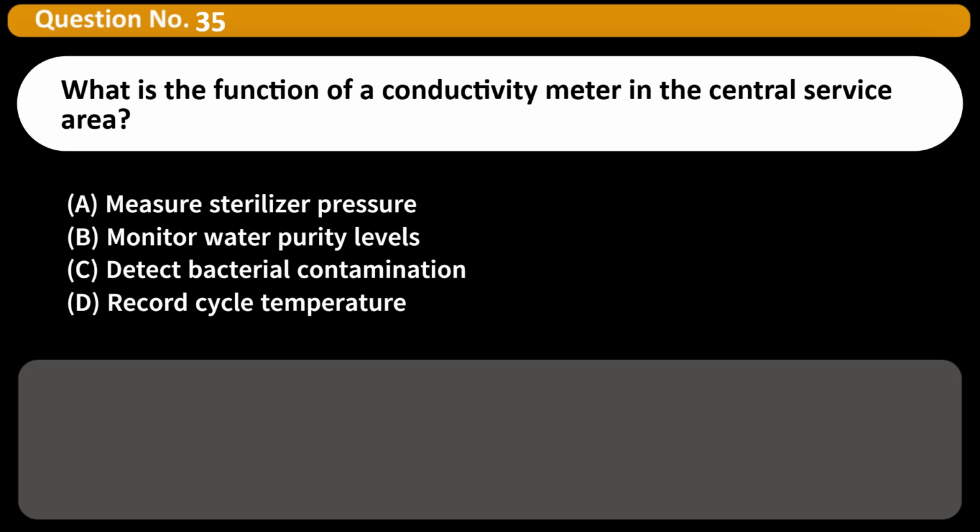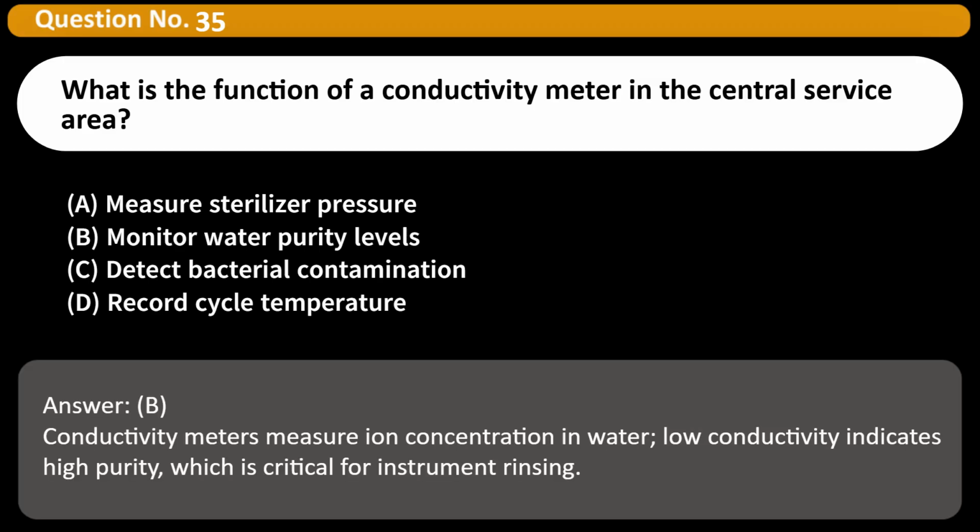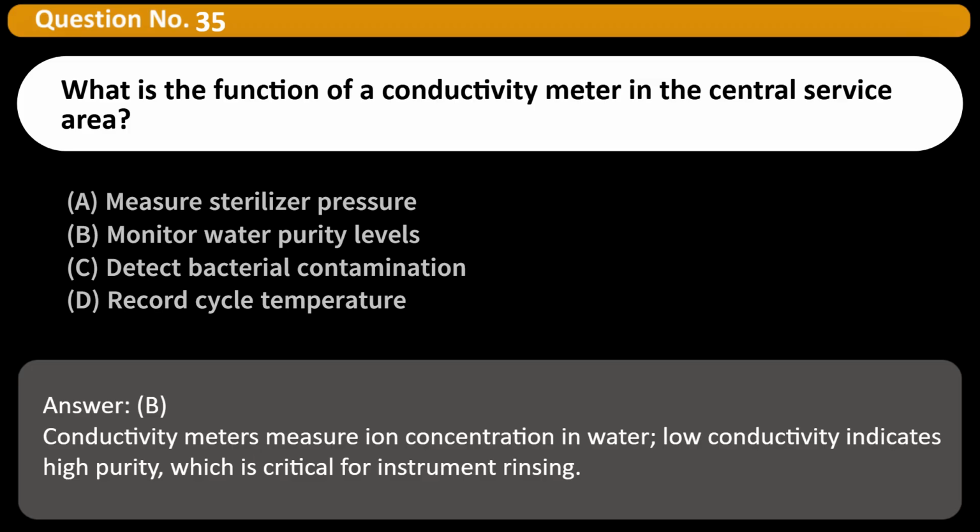A. Measure sterilizer pressure. B. Monitor water purity levels. C. Detect bacterial contamination. D. Record cycle temperature. Answer B. Conductivity meters measure ion concentration in water. Low conductivity indicates high purity, which is critical for instrument rinsing.